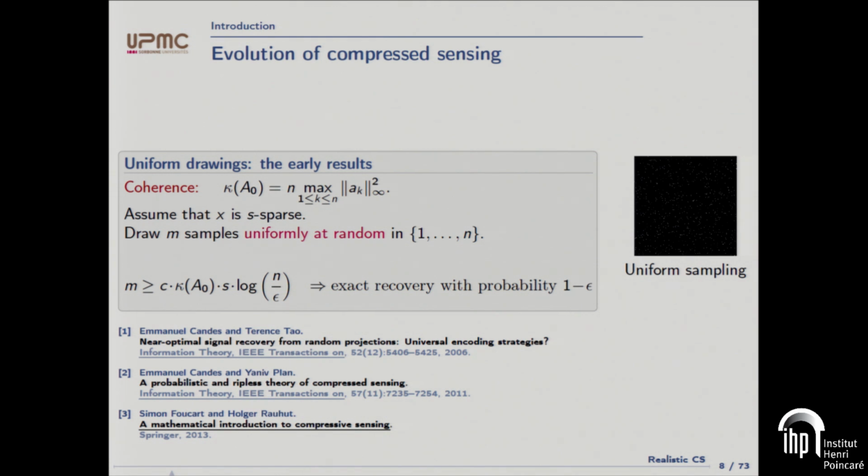If you draw M samples uniformly at random in the 2D acquisition space, you can show that if M, the number of measurements, is bigger than the coherence times the degree of sparsity S times a logarithmic factor, then you will have exact recovery with high probability. Of course, you can try to do so in an MRI, and of course it won't work.